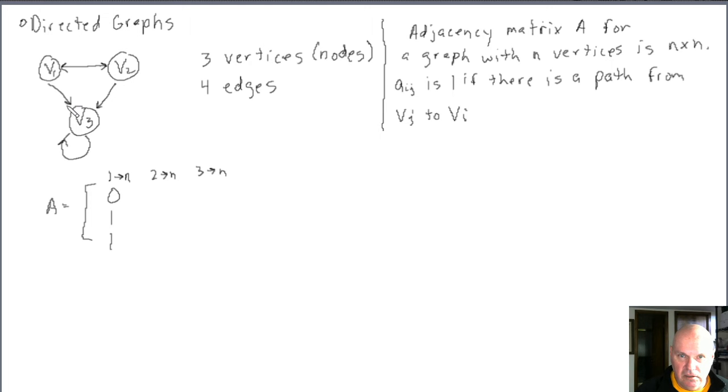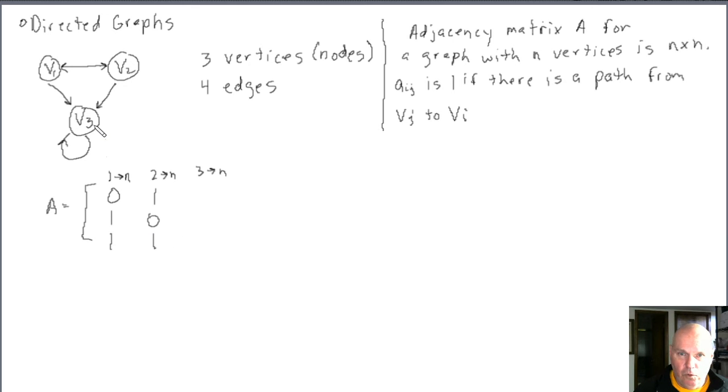Okay, notice the directed arrow there. So there is a path from 1 to 3. It's a double-headed arrow here, so I've got a path from 1 to 2 as well as from 2 to 1. Now I look for paths from node 2 to the other nodes. Is there a path from 2 to 1? There is. Is there a path from 2 to 2? No. Is there a path from 2 to 3? Yes. So I put a 1 there.